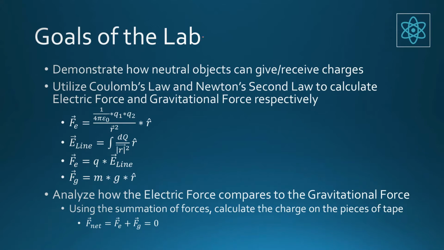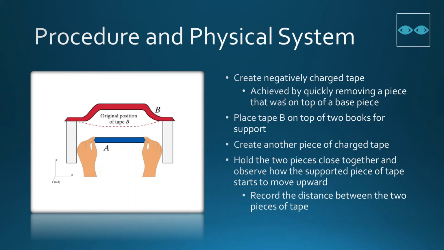The rules of this lab are very similar to Lab 1, demonstrate how neutral objects can give and receive charges. We utilize Coulomb's law to calculate the electric force of a point charge, and Newton's second law to calculate the force of gravity, and we use the summation to determine the amount of charge on the pieces of tape. We use these two equations here to calculate the electric field from a line of charges and the electric force associated with it.